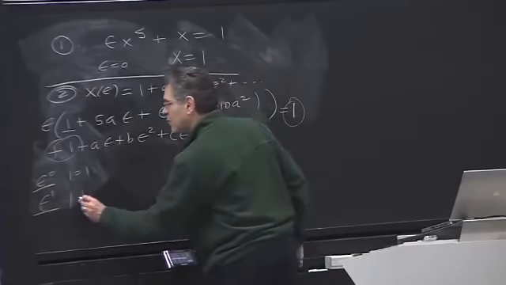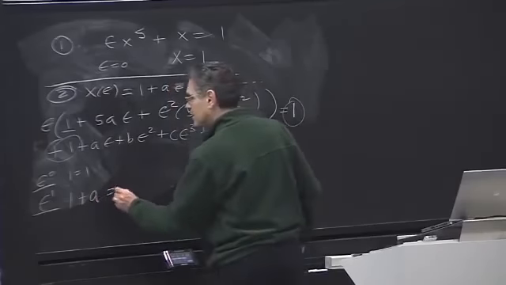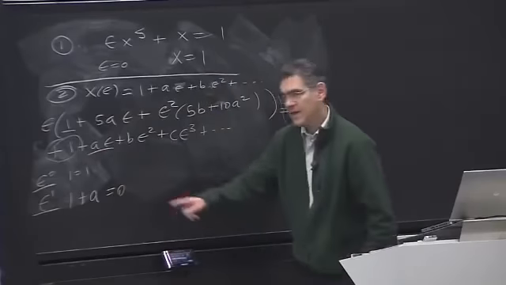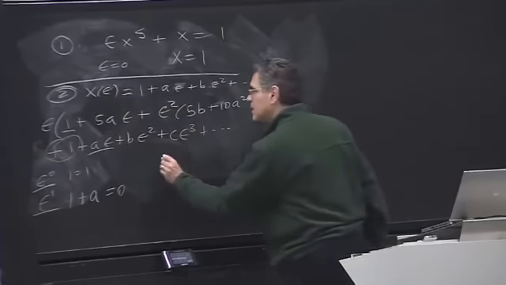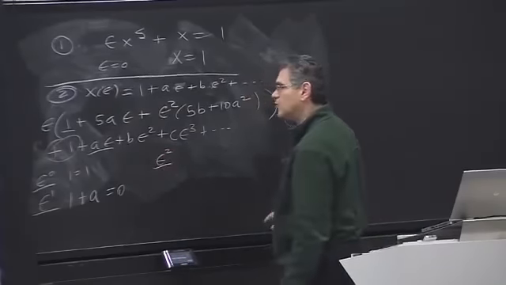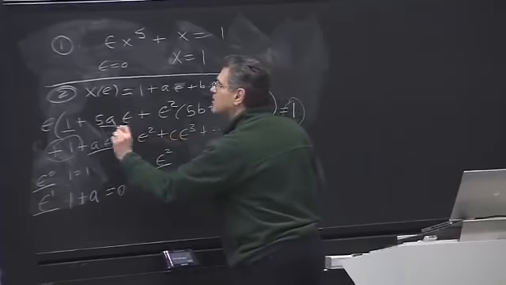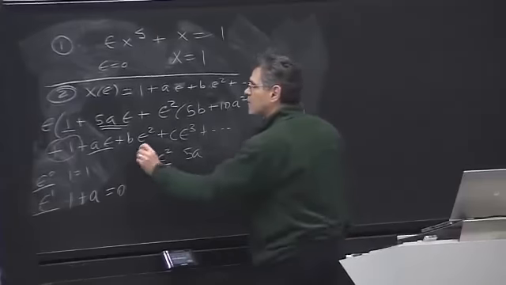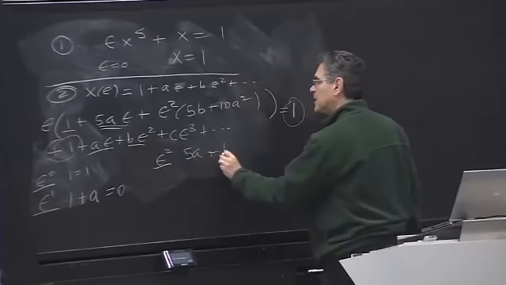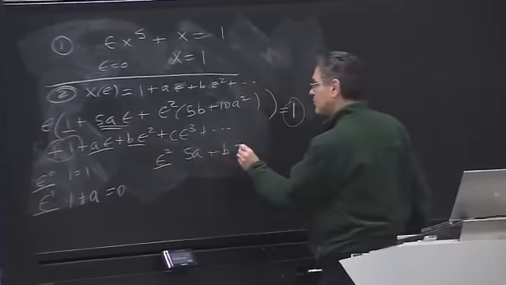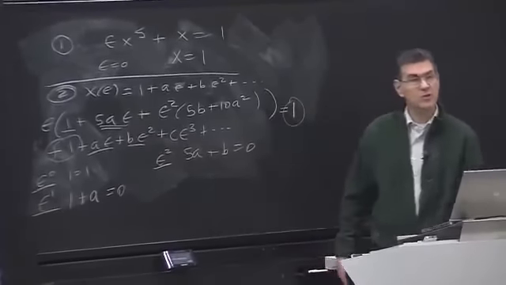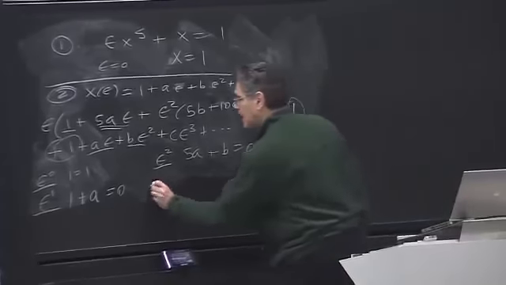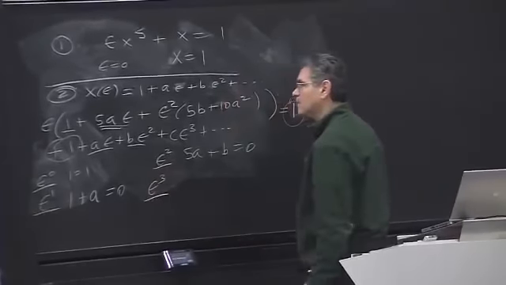Here's an a epsilon, 1 plus a is equal to 0. Good. Okay, that's the next equation to solve. The epsilon squared equation reads from here, there's 5a, and from here, there's a b, and that's equal to 0. These equations actually look simpler than the previous equations. Okay? And epsilon cubed, what about that?